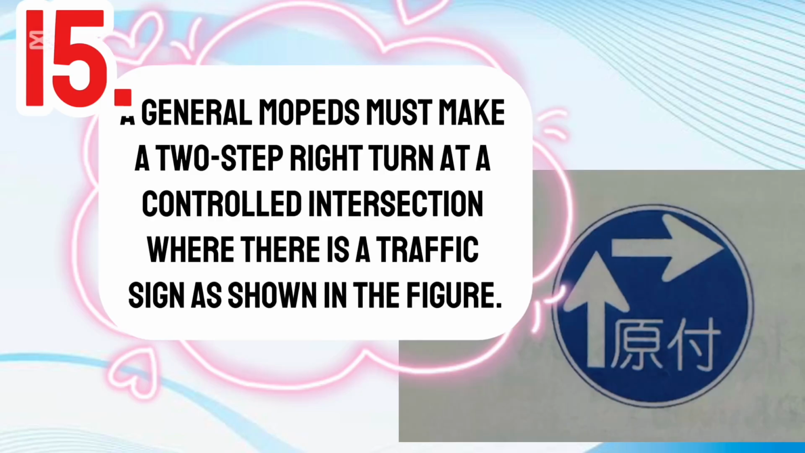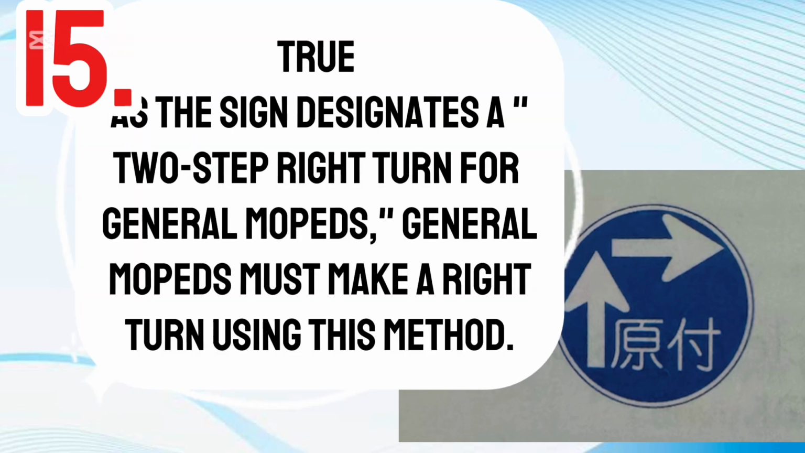A general moped must make a two-step right turn at a controlled intersection where there is a traffic sign as shown in the figure. True. As a sign designates a two-step right turn for general mopeds, they must make a right turn using this method.